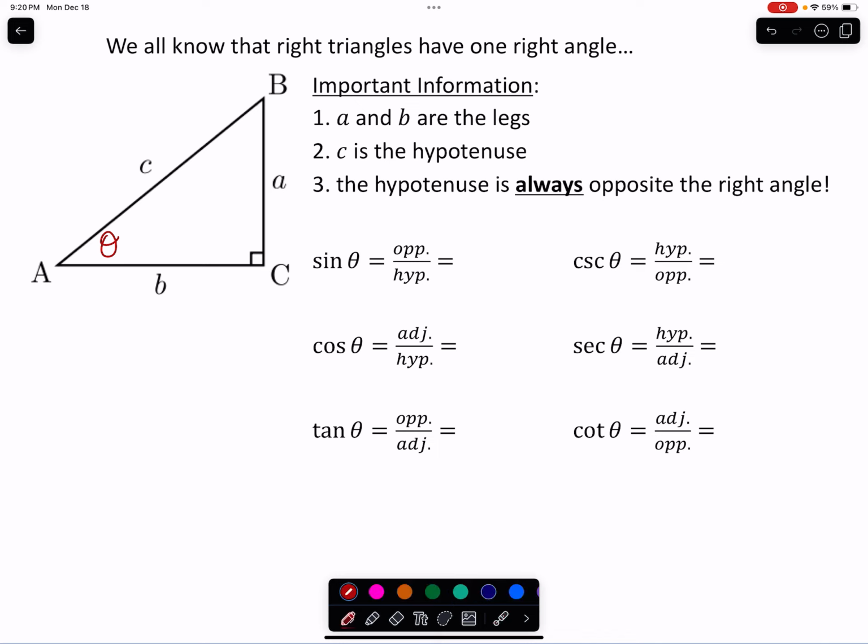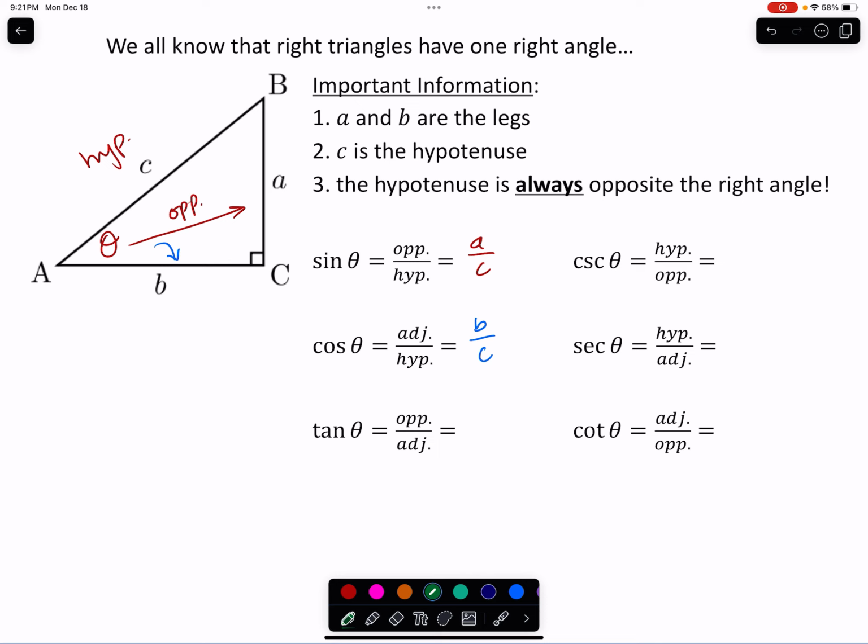So sine is represented by the ratio the opposite side divided by hypotenuse. So what we would do is we would look at angle theta. The side opposite angle theta, this is the opposite side, is A, and then the hypotenuse is side C. So it's going to be A divided by C. The cosine is represented by the adjacent side divided by the hypotenuse. So the adjacent side is the side that forms the angle theta that is not the hypotenuse. So that would be side B divided by the hypotenuse, which is side C.